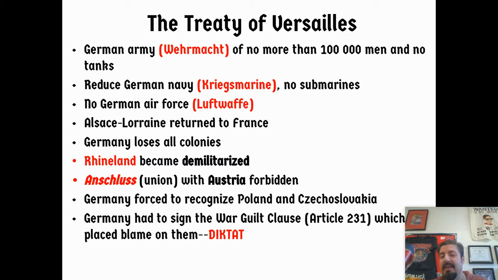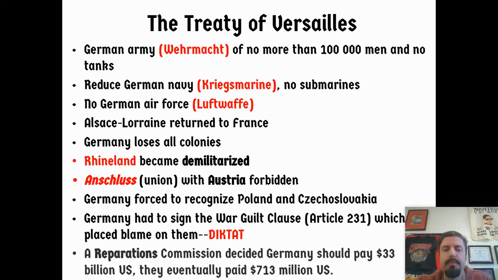the so-called Diktat, which primarily placed the blame of the start and the engagement of World War I on them. And it became just a huge amount of embarrassment for the people of Germany. Specifically, it was a rallying cry for the Nazis as they became more and more powerful. Finally, they had to pay something called reparations, and reparations are basically repairing for the cost of damages that occurred during World War I. And that sum at the time was $33 billion US. Eventually, they only paid 713 million of that 33 billion.